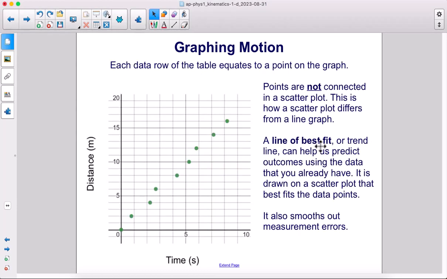Each data row of the table equates to 1 point on the graph. Points are not connected in a scatter plot. This is how a scatter plot differs from a line graph. A line of best fit, or trend line, can help us predict outcomes using the data that you already have. It is drawn on a scatter plot that best fits the data points. It also smooths out measurement errors.